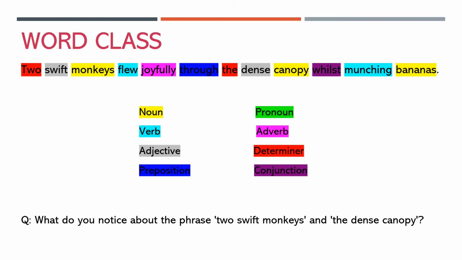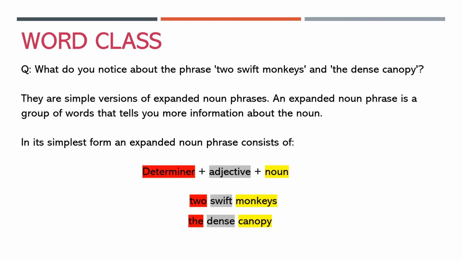I have a quick question for you. What do you notice about the phrase 2 swift monkeys and the phrase the dense canopy? They are simple versions of expanded noun phrases. An expanded noun phrase is a group of words that tells you more information about the noun. In its simplest form, an expanded noun phrase consists of a determiner, an adjective, and a noun. So 2 is our determiner, swift our adjective, and monkeys our noun. 2 swift monkeys. Same with the dense canopy. The is our determiner, dense our adjective, and canopy our noun.